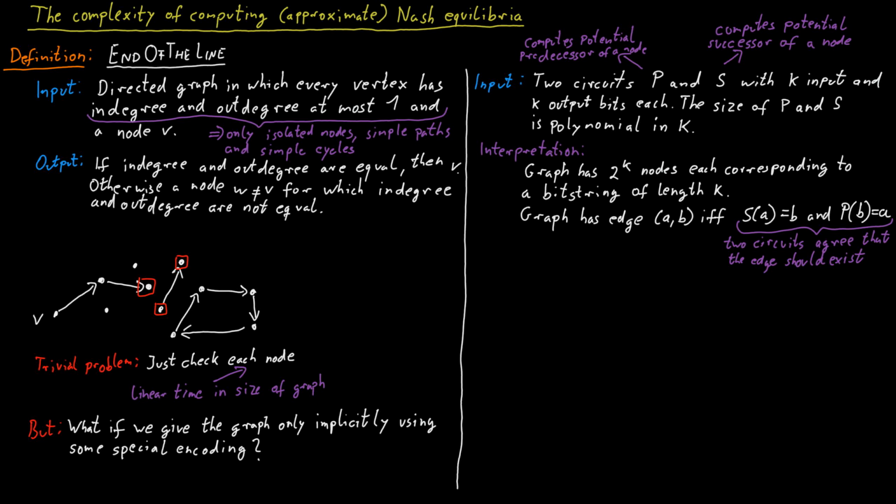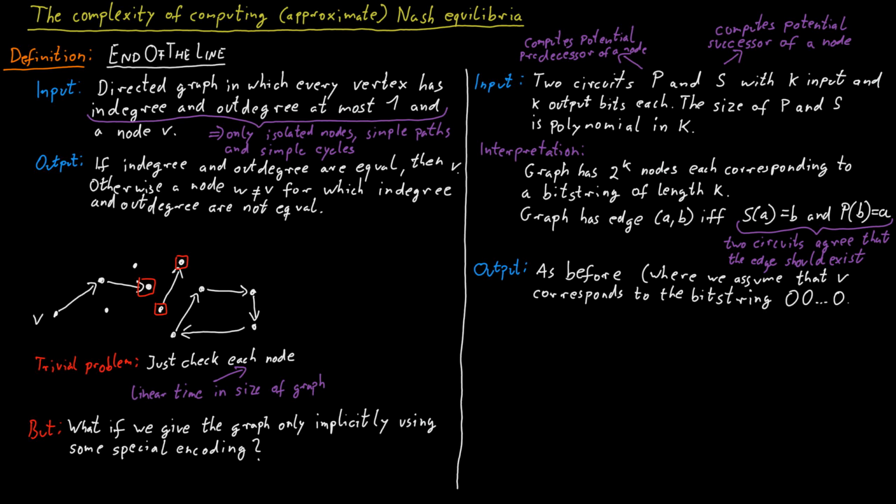Okay, so this is our input now. Instead of having the graph in explicit form, we just get these two circuits. And the output is just as before. So we're looking for a node that has in degree that is not equal to the out degree. And this node V, say, is just the node that is encoded by this bit string 0000.